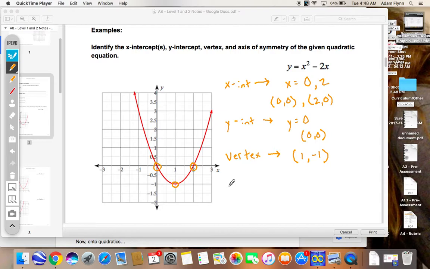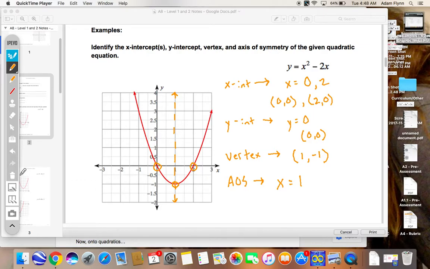Last but not least, the axis of symmetry. The axis of symmetry is the vertical line that divides my parabola in half. So I'm just looking for the equation of this dashed line that I've created. That would be the line x equals 1. And that's it.